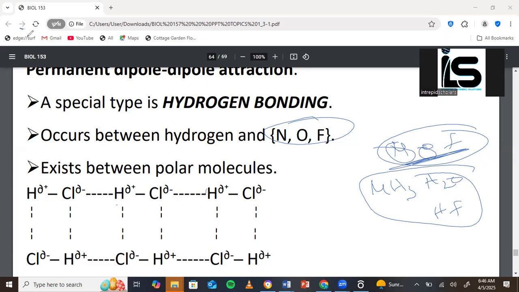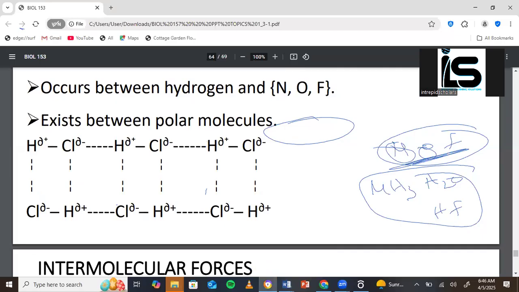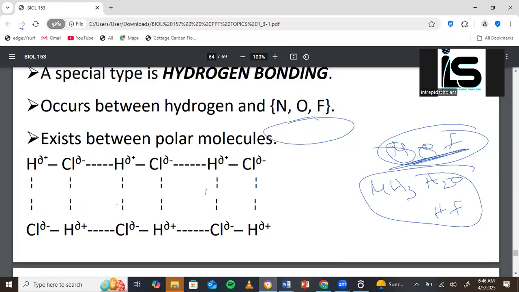Now, the other ones, which are just normal permanent dipoles, would be the example illustrated, the HCl. In the HCl, there's a permanent dipole, because the chlorine is always more electronegative than the hydrogen. So there are permanent dipoles, and the attraction between the opposite charge permanent dipoles is what keeps the molecules together. It's what keeps the molecules together. Very important for us to know.